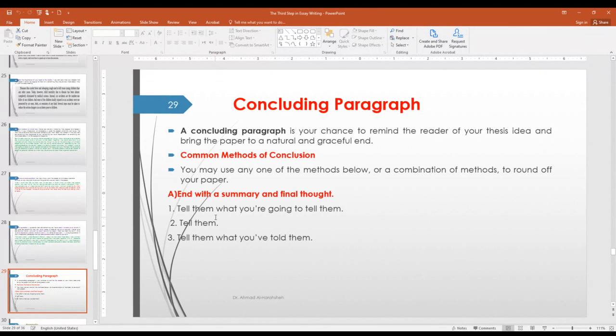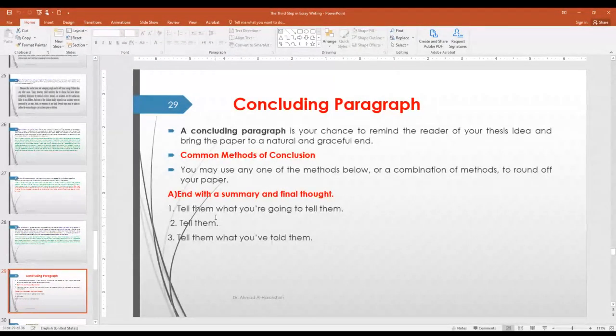Imagine a hamburger sandwich with only one piece of bread. You have the upper piece only, without the lower one. How can you handle this hamburger? You can't. The same is true for the essay. It has an introductory paragraph, so it must have a concluding paragraph. Now, the concluding paragraph is the last paragraph of your essay.